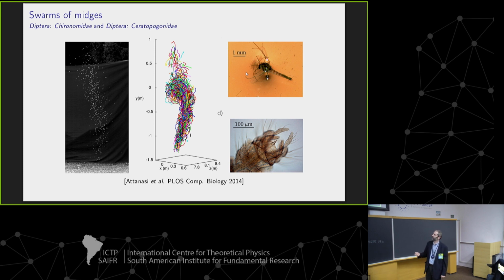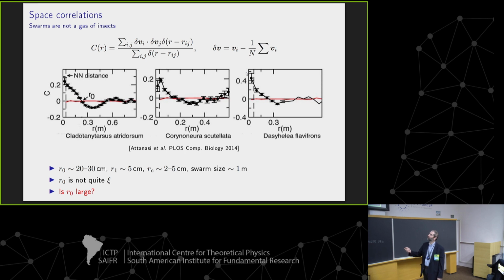So the first thing you can do is compute the average velocity, and you can ask, basically, are they going anywhere? And they're not going anywhere. So they're not a flock, they're not flying, they're just staying there. But it's also important to know that they're not just a gas of insects. I mean, they are doing things. They have non-trivial correlations.